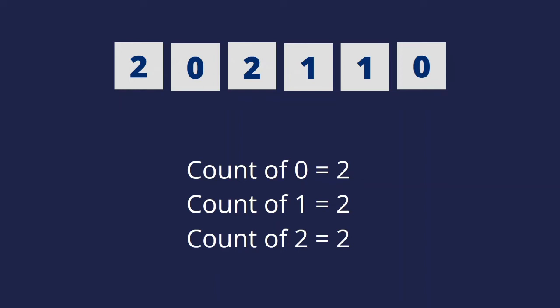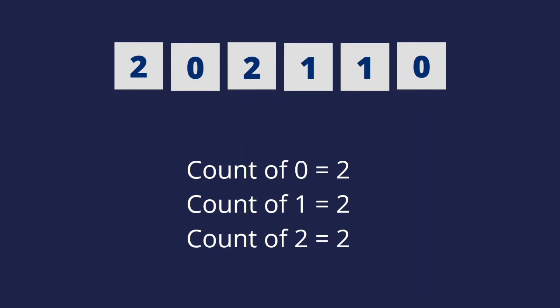This is the approach I am discussing. Firstly we will count the occurrences of each element: how many times 0 is occurring, how many times 1 is occurring, how many times 2 is occurring. Here you can see from the array that 0 occurs 2 times, 1 occurs 2 times, and similarly 2 also occurs 2 times. Now we know the occurrences of each element, and we know we are given the 3 elements 0, 1 and 2, so the sorted order will be 0, 1 and 2.